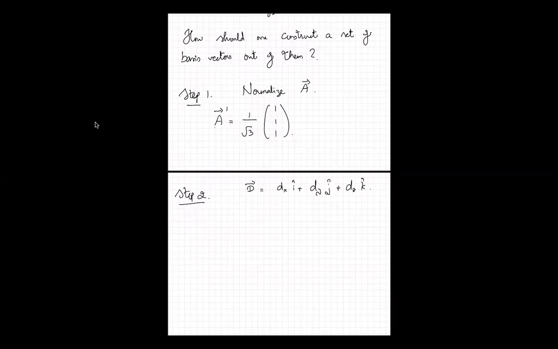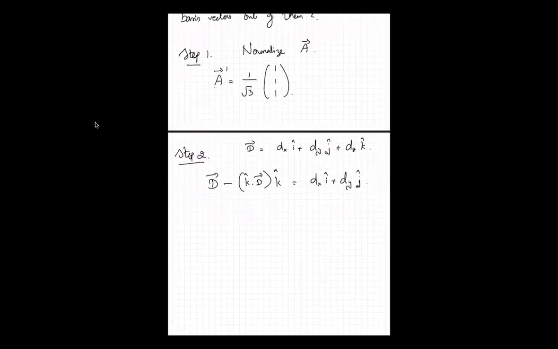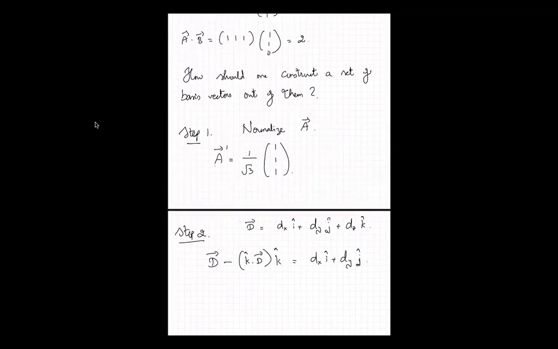So I need a way of subtracting out the z component of D. I know how to extract the z component of D. That is simply k dot d. K dot d times k vector is the z component of d. K dot d is dz, and dz times k hat is the z component of d. So if I simply take d and subtract out the z component of d, I get something that is perpendicular to the z direction.